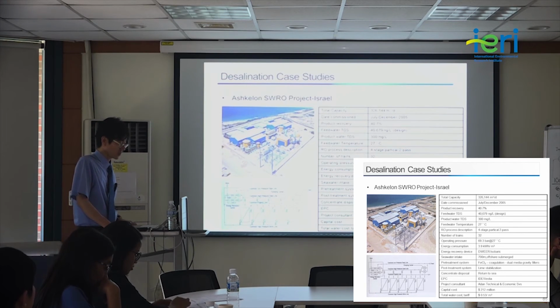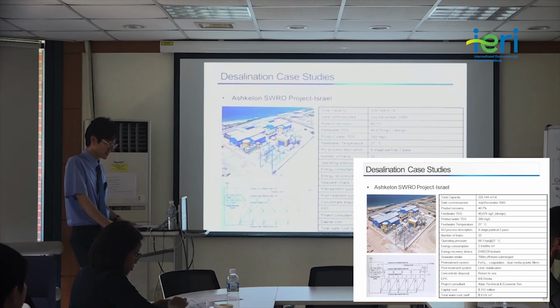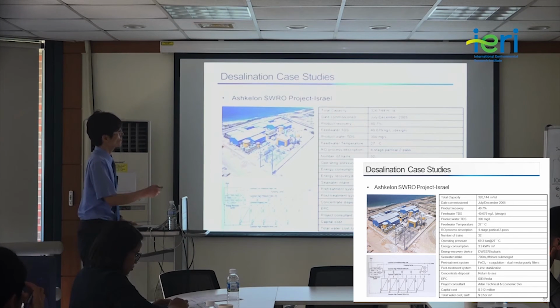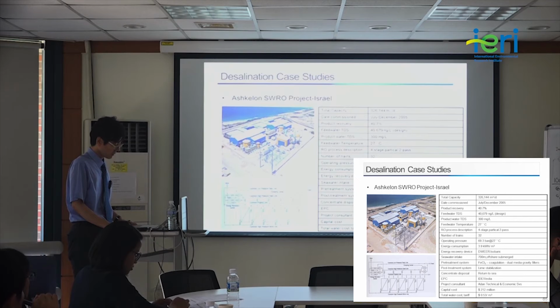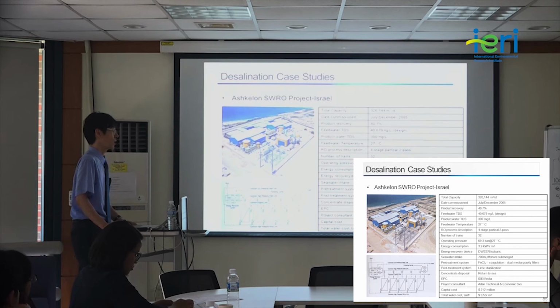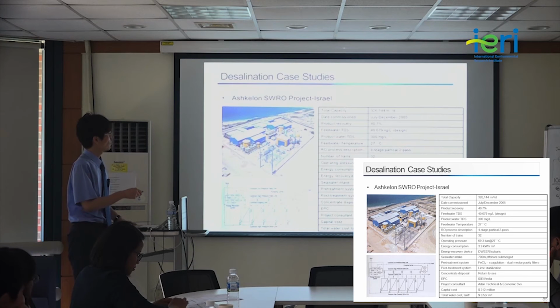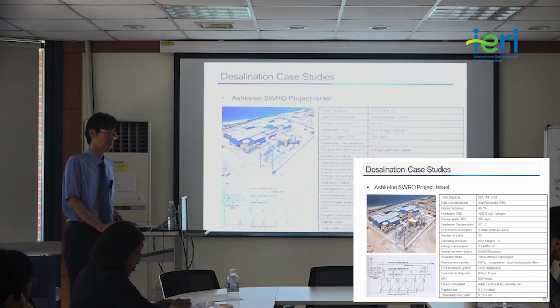That was commissioned in 2005, and their recovery is 40%, and their salt concentration is 40 milligram per liter, and the energy consumption is slightly less than 4 kilowatt hour per cubic meter. So it's very energy efficient. The secret of this plant is, first of all, they adopt this dual isobaric energy recovery device. So it has an energy recovery efficiency of more than 90%, so it can significantly reduce the energy consumption.